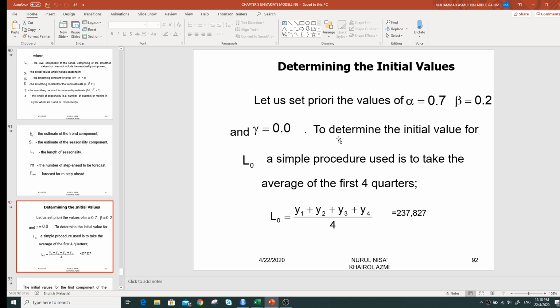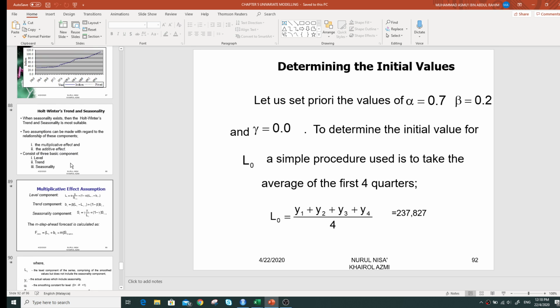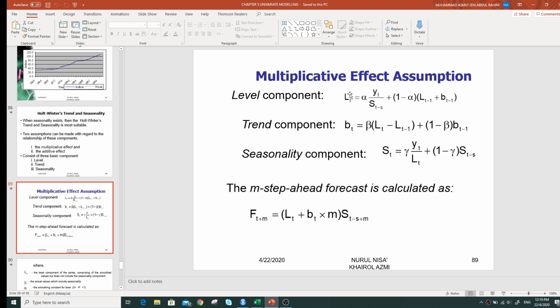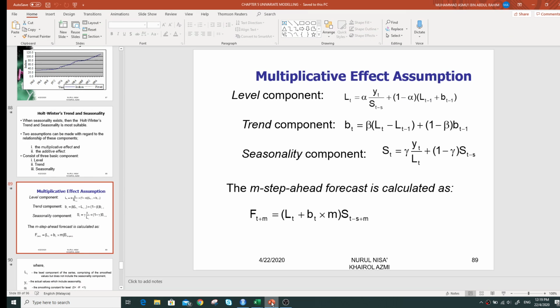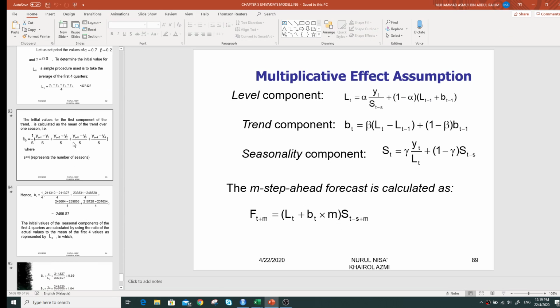First, we have to determine the initial value for L0. Here we refer back to the equations. We need Lt, Bt, St, and for the estimation, instead of F, we will use the Y hat symbol. So Lt, Bt, St, and Y hat for the estimated value. This is what you need to set up first. Let's look at what you need to calculate.